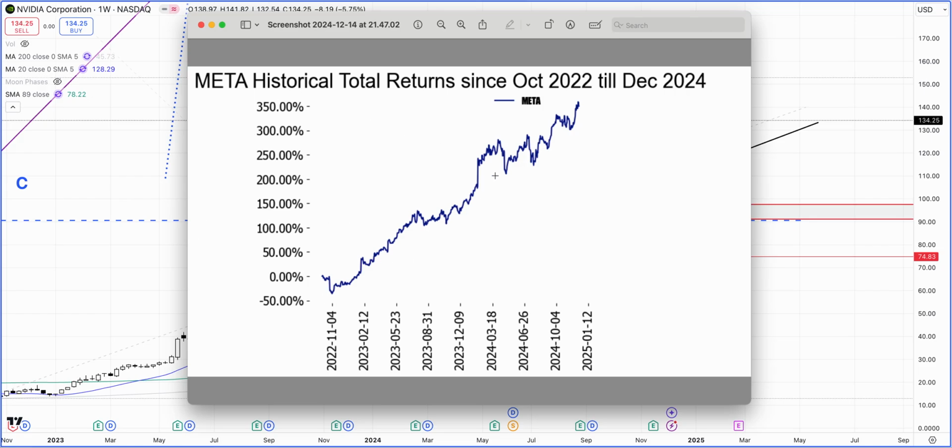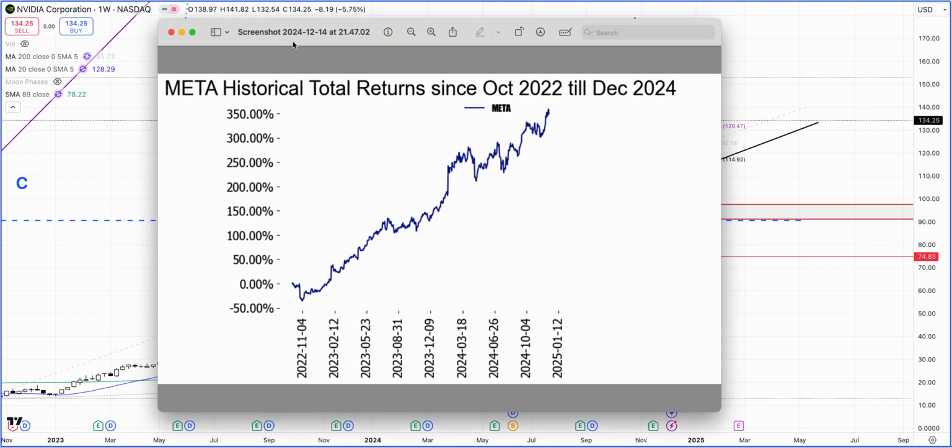The investors have been rewarded with a 350% return. So after Nvidia's 1000%, we have Meta returning about 350%. And in my opinion, it's not done yet. There might be some pullbacks around here, but I think Meta has actually got a chance to go further in 2025, which we'll discuss a little bit later on in the video.